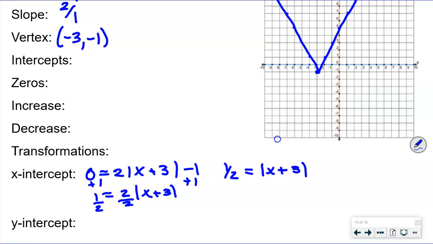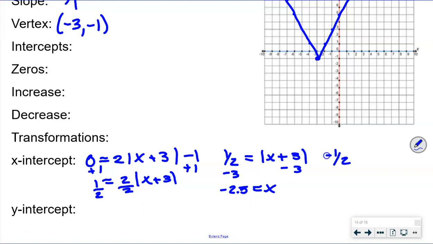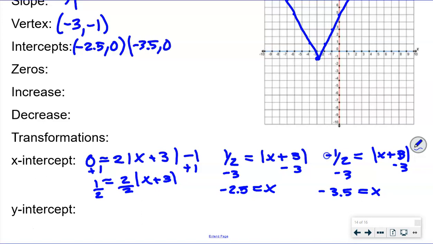Okay, now remember here again, we're going to solve for positive 1/2 and a negative 1/2. So we're going to subtract 3 from both sides of the positive 1/2. So that's going to give us -2.5 equals x. Then we're also going to solve for the negative 1/2 here. So that's going to be equal to, again, the absolute value of x plus 3. So we're going to subtract 3 from both sides. So this is going to be -3.5 equals x, okay? So those are going to be my intercepts. So I'm going to say -2.5, comma 0, and -3.5, comma 0. And those are my zeros. Remember, those are also our zeros.